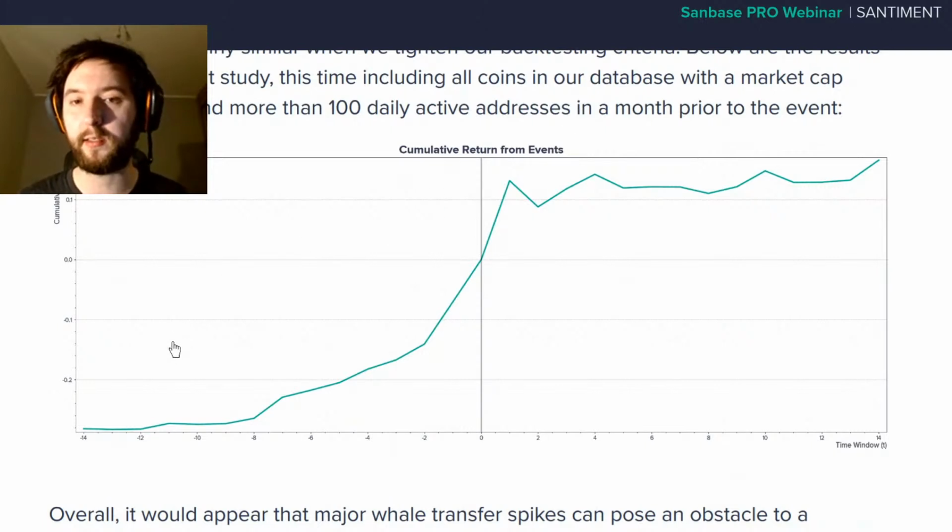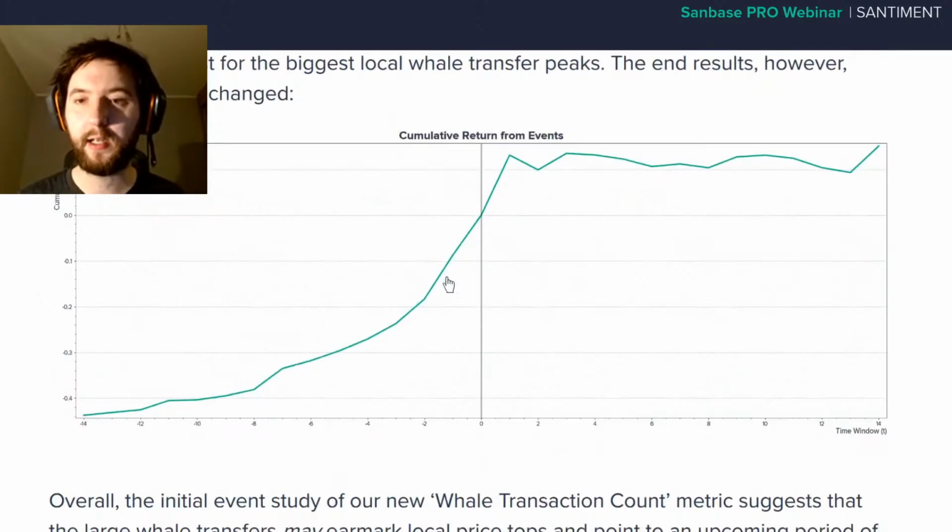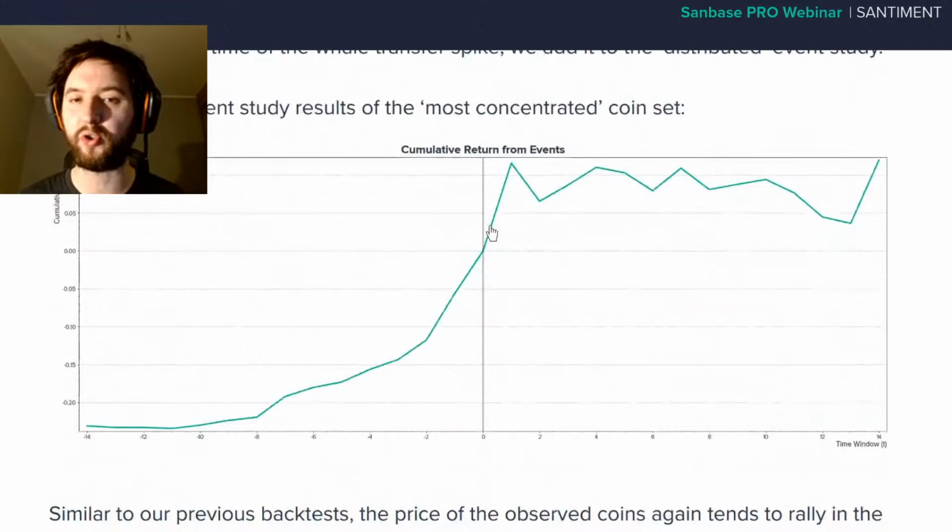So even though the criteria has been made more strict, the pattern looks fairly similar. Shortly after the spike in whale transfers, the price begins to consolidate, and the price growth is largely curbed. So we've done a few more backtests here, which seem to show the same sort of results.